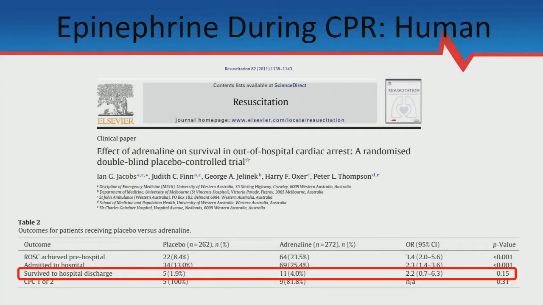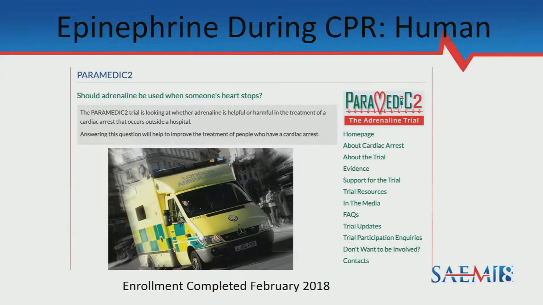They showed a statistically significant increase in ROC and admission to the hospital, but survival to hospital discharge was not statistically different, but it was twice as high. So you doubled survival to hospital discharge, even though it's statistically underpowered. So we're still not having the answer to the epinephrine question.